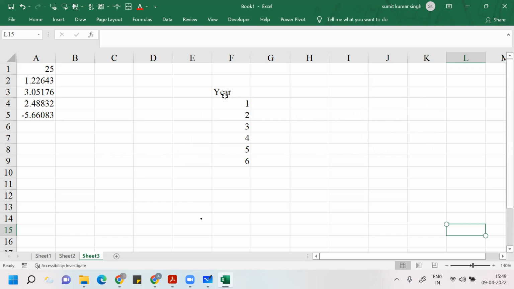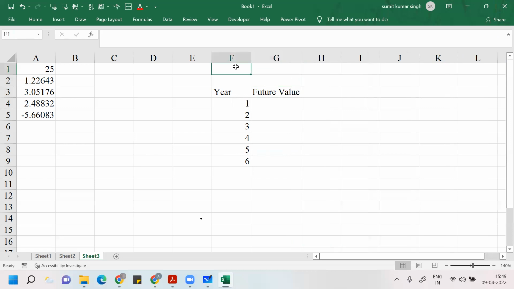So what you do, write till you have supernormal growth rate, and just write one more year for the constant growth rate. Your constant growth rate is starting from year 6, so you just write year 6 here. Then you write your future cash flow. The concept of face value and all doesn't work here, because equity has infinite life. Your current dividend is 1 rupee.